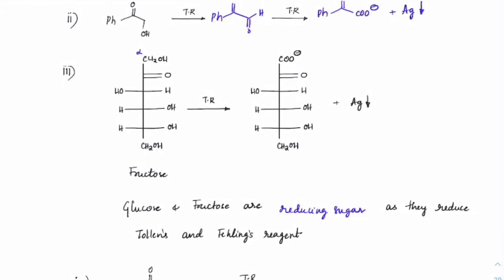Non-reducing sugars are those which either have an acetal form or do not have any alpha hydroxy groups. For instance, sucrose. Although sucrose has an acetal form, because of its acetal form it will not react in this basic medium. So it is a non-reducing sugar. Okay.